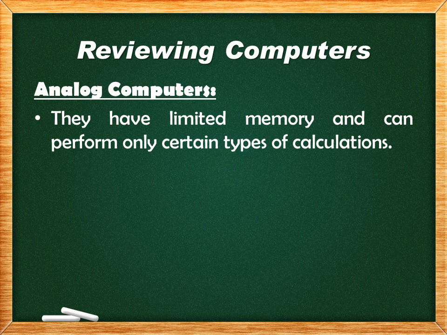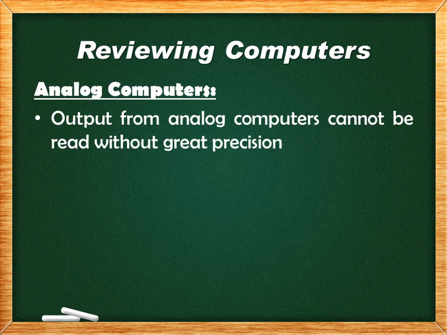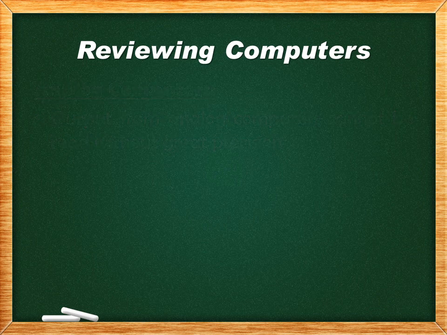The other issue with these computers is that they are not very accurate. Why are they not very accurate? Because in these computers the needle is used for measuring any meter. Output from analog computers cannot be read without great precision. I am giving you the example in the later slides. Why is there no greater precision? Because the data and the needle are not accurate.